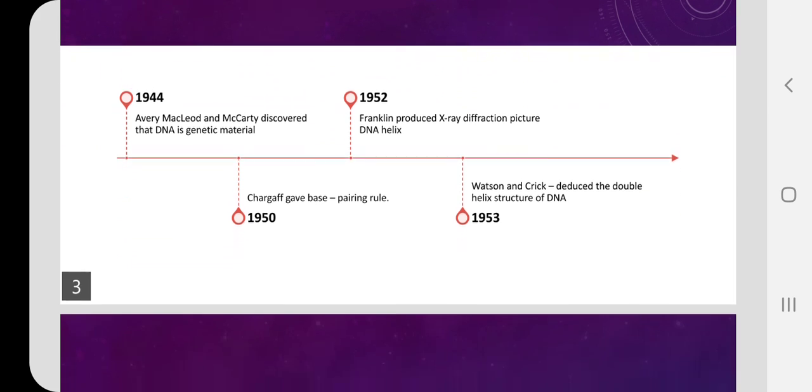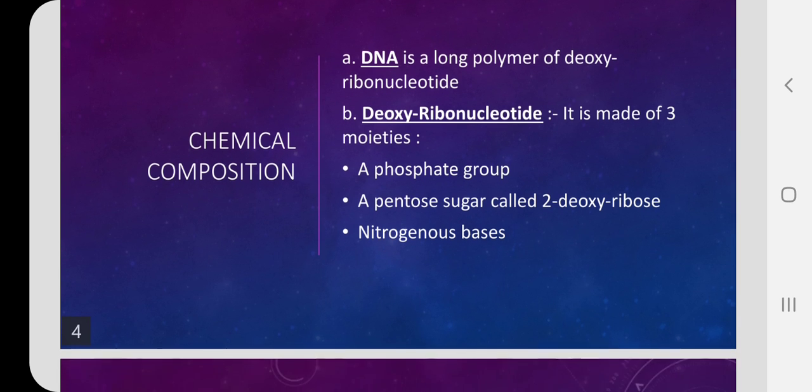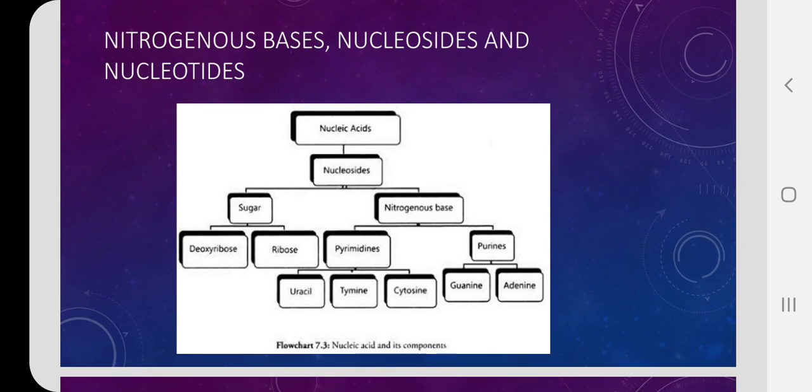So let us understand the structure of DNA, its chemical composition. DNA is a long polymer of deoxyribonucleotide. So let us first understand what is deoxyribonucleotide. It is made up of three moieties: a phosphate group, a pentose sugar called deoxyribose sugar, which is a 5-carbon sugar, and nitrogenous bases. So let us see what are the types of nitrogenous bases and what the terms nucleoside and nucleotide mean.